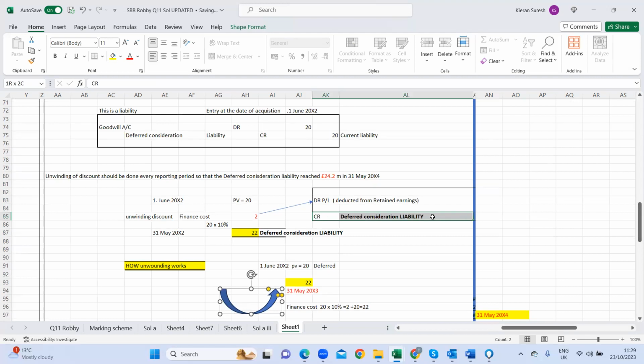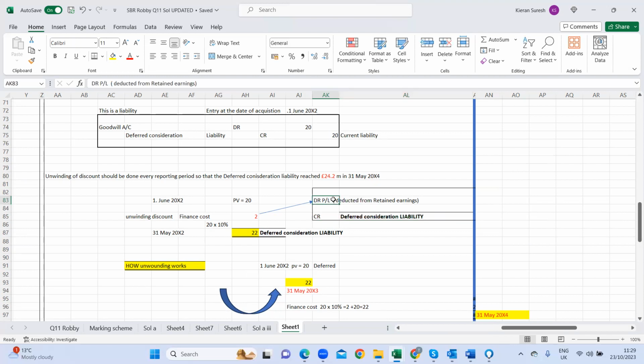So when I increase my liability, I have to credit the contingent deferred consideration liability, and then I will debit the profit and loss account. I'm increasing my liability by 2. Why? 1 year has gone. So whatever was discounted, now my liability should not be 20 anymore. It's 22 now, right? So that needs to be done.